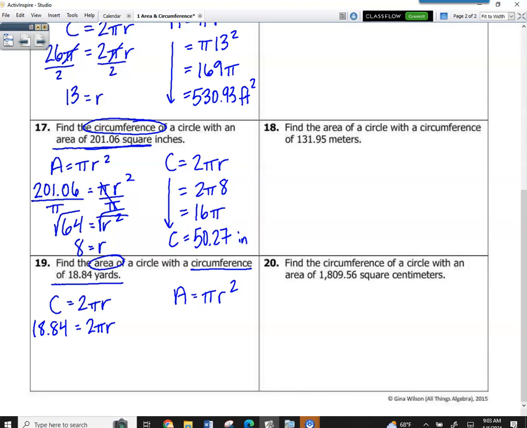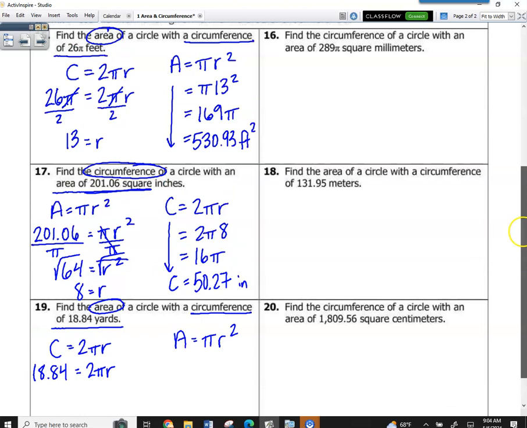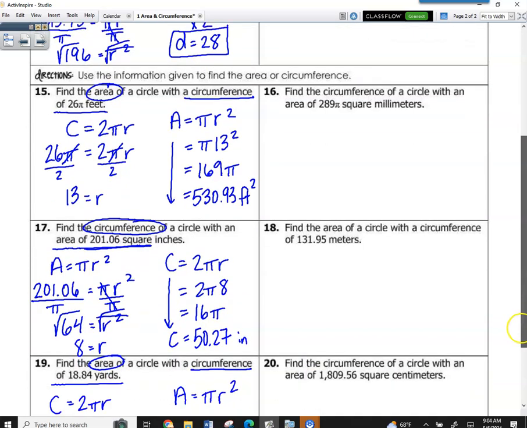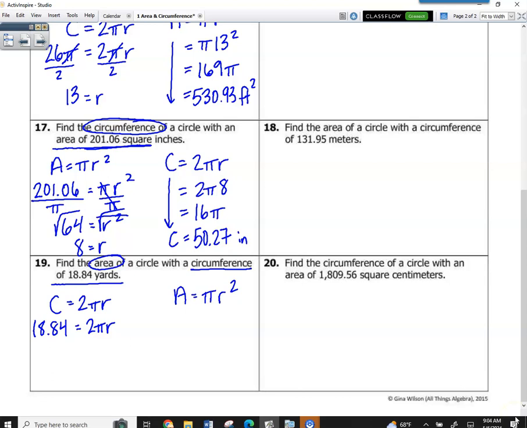What's in the way? Pi and 2. So both are in the way. This hasn't happened before. Like, if it did, it was in terms of pi. Look at number 15. 2 and pi were in the way, but there was a pi on both sides, so the pi's canceled. Is there a pi on both sides here? No, which means we have to actually work with the pi.